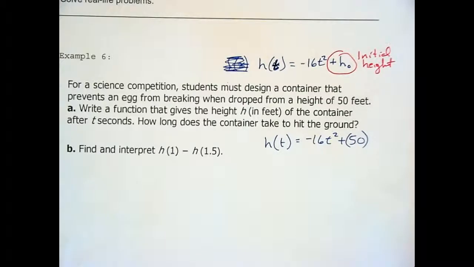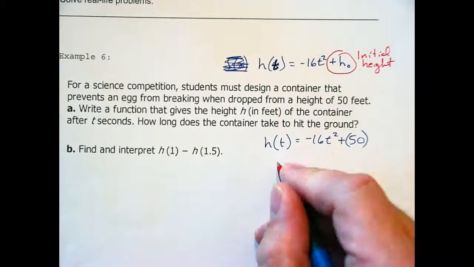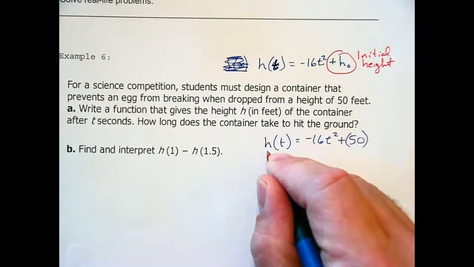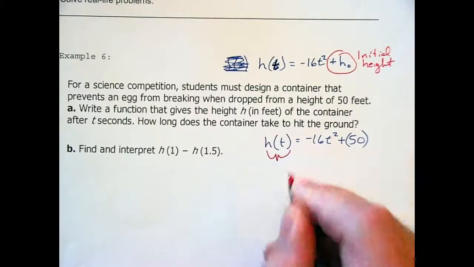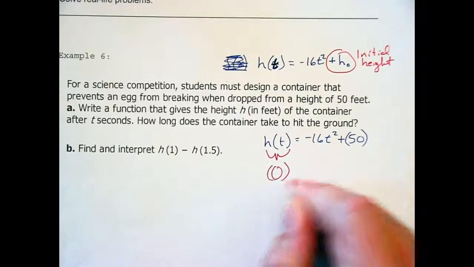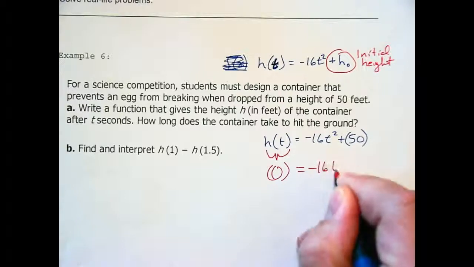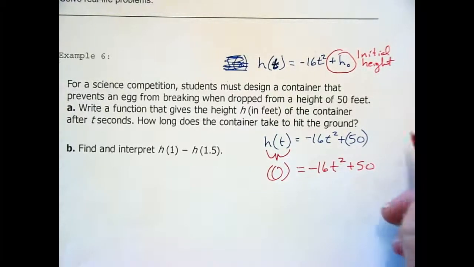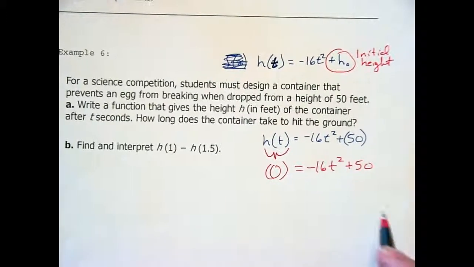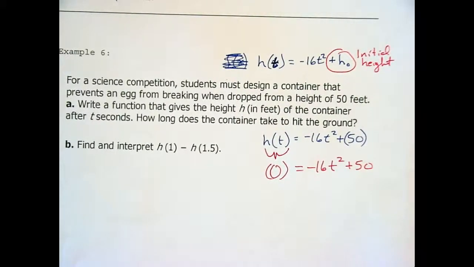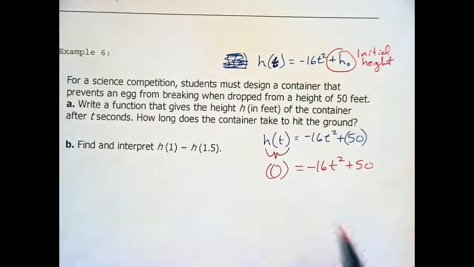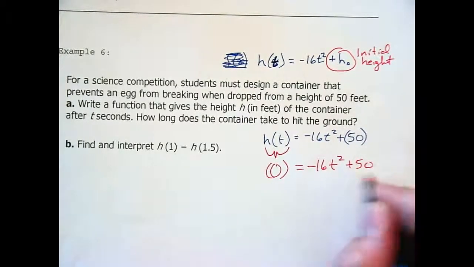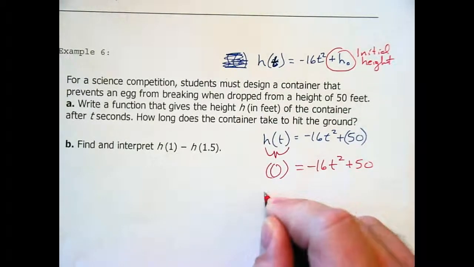What's my height on the ground? 0. So h of t, this whole chunk becomes 0. In other words, we're finding our t-intercept, or t-intercepts. However, it should only hit the ground once. I guess it could bounce, but initially hitting the ground, so we subtract 50.